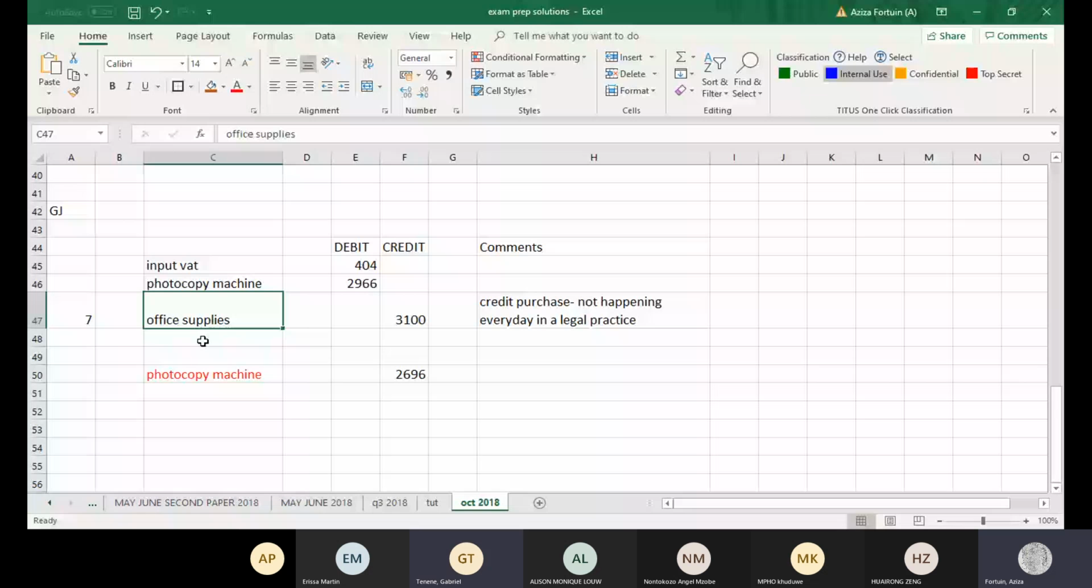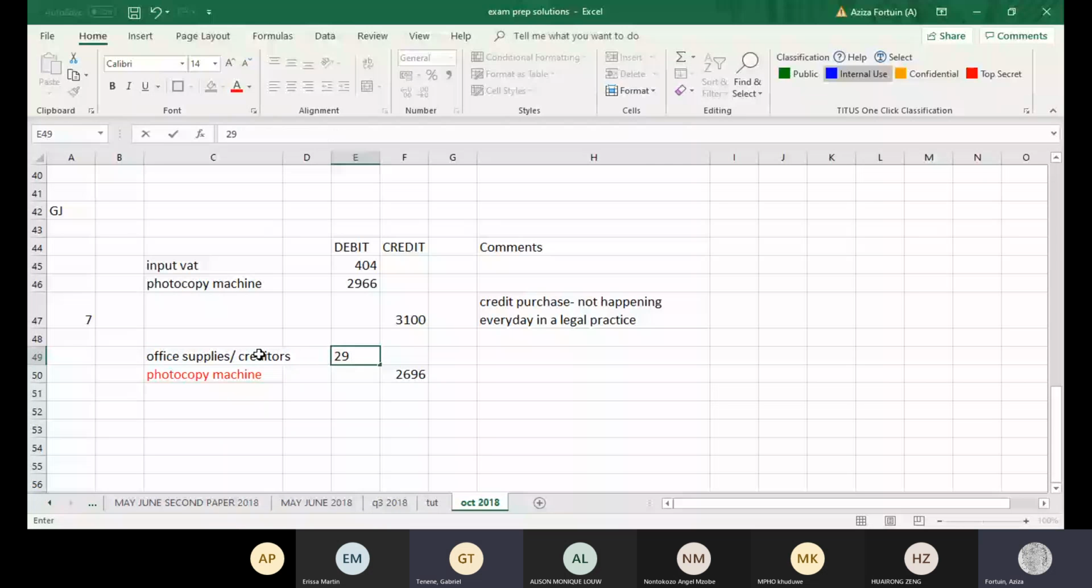Okay? So let's just copy this over. Because now our office supplies account gets less by debiting it. Oh, okay. Because we're taking it back now. And that's going to be debited with 3,100. And then the VAT control will be adjusted with 404. Doesn't this look more like it?